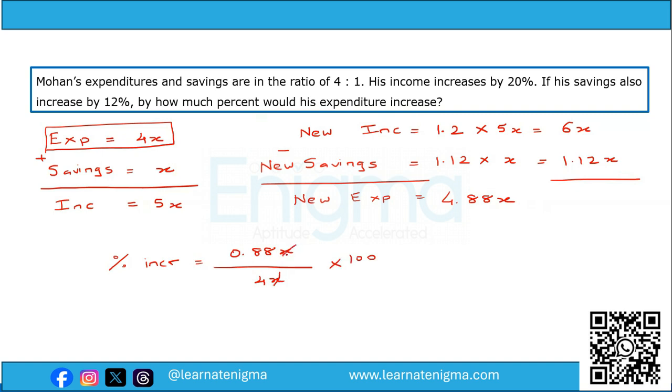So, x gets cancelled out. 0.88 into 100, that becomes 88 upon 4. We get the answer as 22%. So we can conclude that the expenditure has increased by 22%.